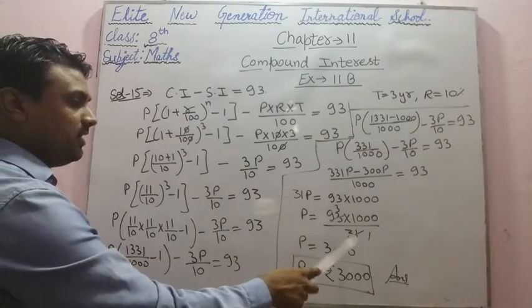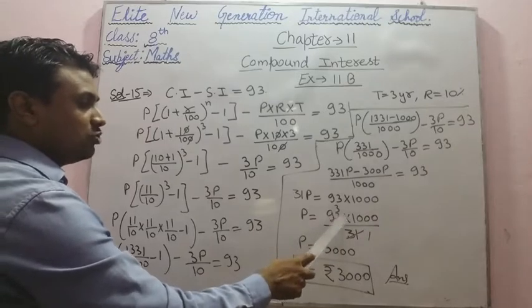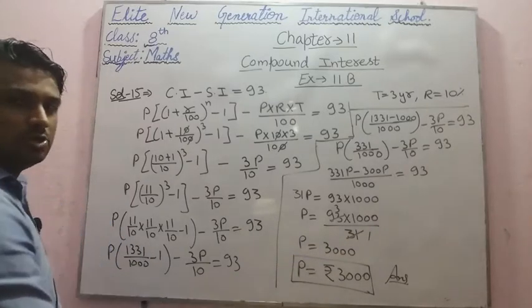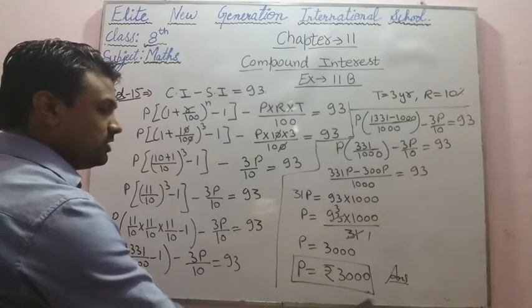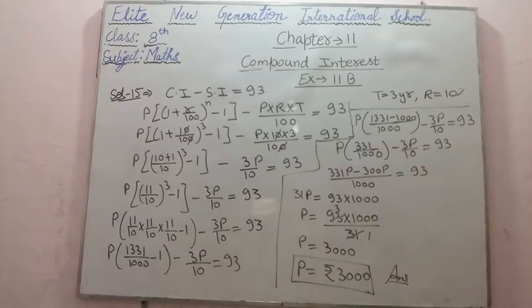Now calculating the value of P, this 31 will divide 93 into 1000. So when we divide 93 by 31 it will be 3. So 3 into 1000 will be 3000. So here we can say that the principal will be rupees 3000. So 3000 will be the answer. After this, the next question.